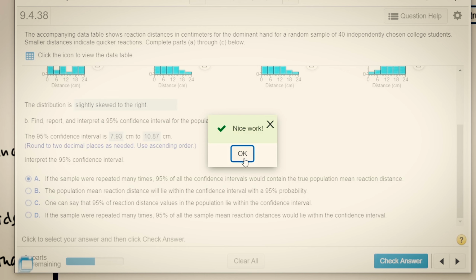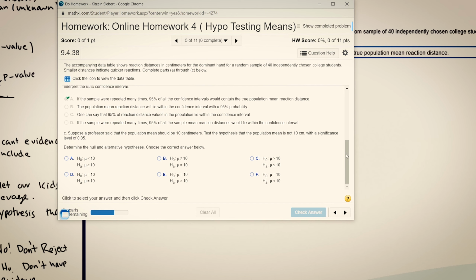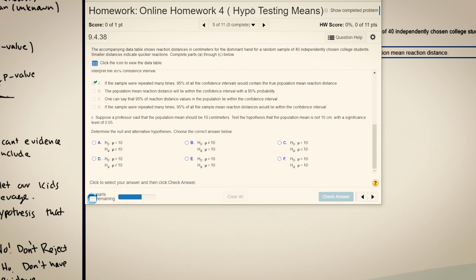Killing it. Nice work. Thanks, StatCrunch. I really need a boost of confidence right now. Oh man, hypothesis test 2. This problem is a nightmare. Why did I do this?